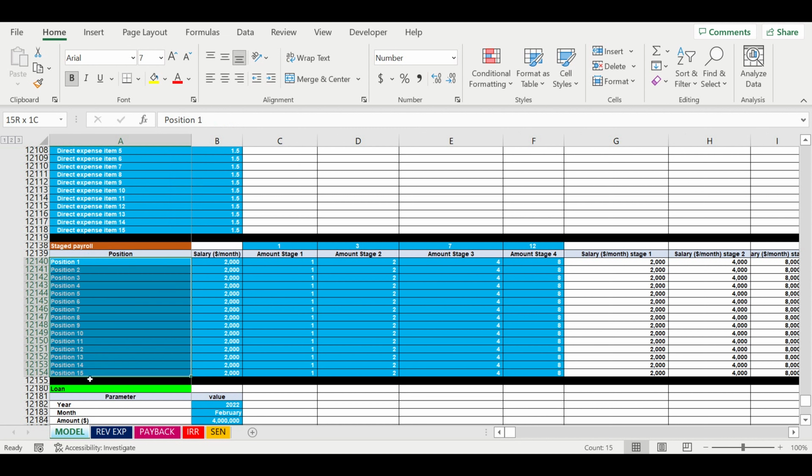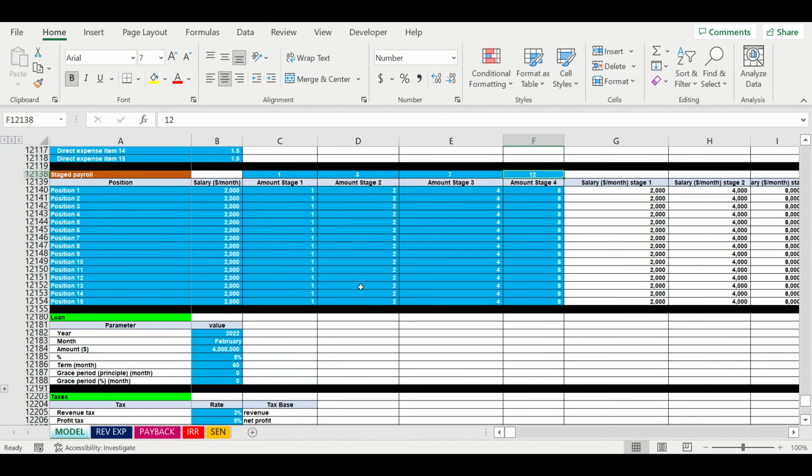So these are the positions, the name of positions. This is the salary of one person on each position. And here we specify how many people on one position we have on the first stage, second stage, third stage, fourth stage. So these are the people on each position. And here we specify when this stage starts. So the first stage starts at the first month of operating activity, the second stage starts at the third month of operating, this is the 7th month, so we can also change these values.